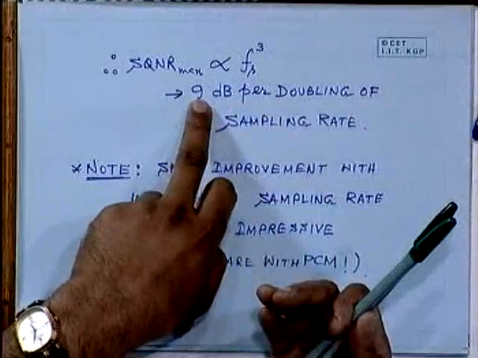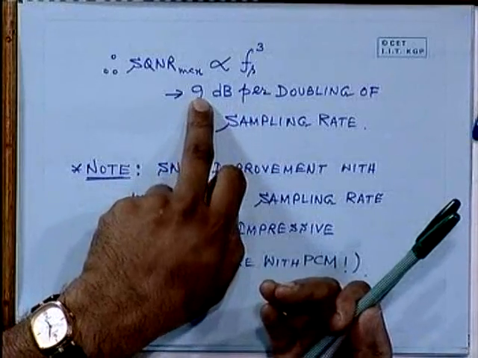because if you had a 32 kilobits per second DM and you doubled the sampling rate, the incremental advantage in SNR is going to be only 9 dB, whereas in PCM you get a larger advantage, 6 dB improvement for every bit.